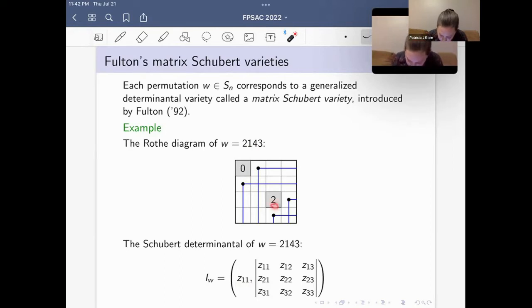Similarly here, this 2 is telling me that in the northwest 3 by 3 corner of my generic matrix, I have to be rank at most 2. And how do I force a matrix to be rank at most 2? Well, its 3 by 3 minors have to vanish. In this case, it's the determinant. And that's how I'm getting this generator here. It's all of the 3 by 3 minors northwest of this box there.